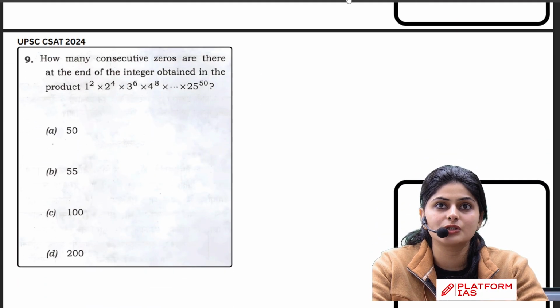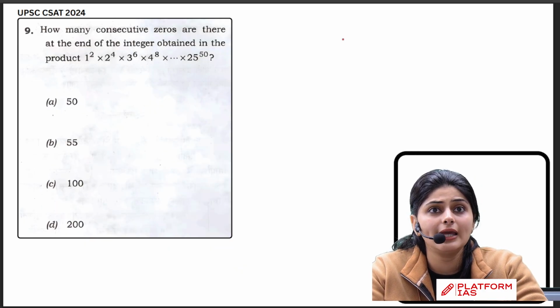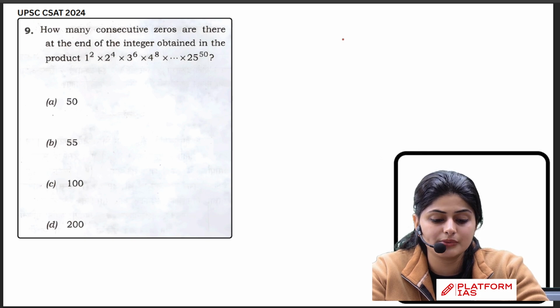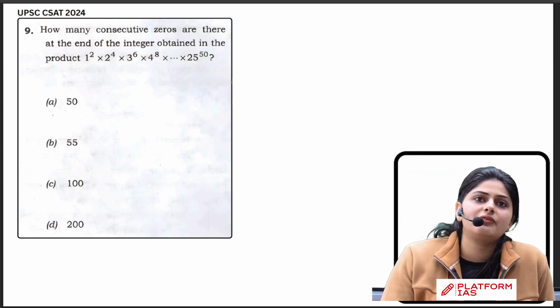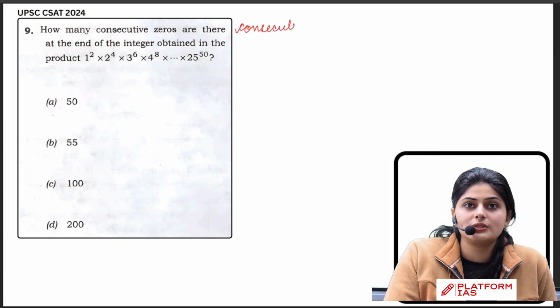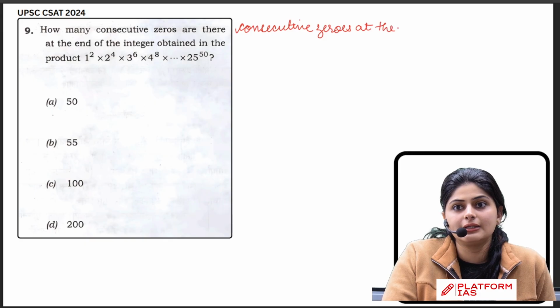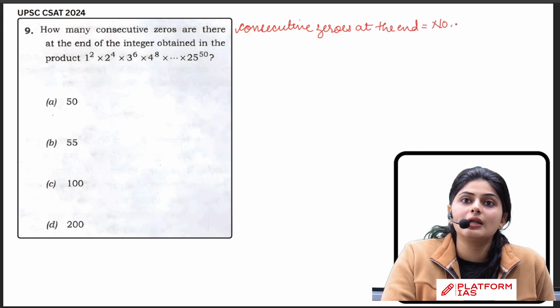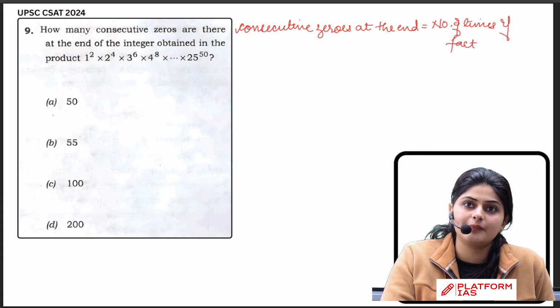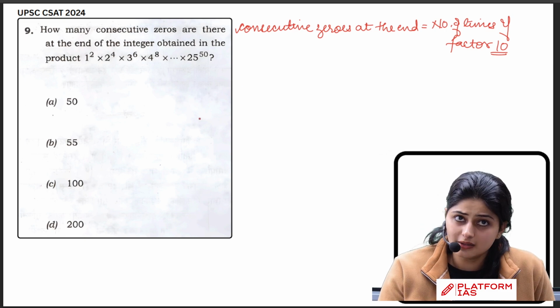Okay, now moving to the next one. How many consecutive zeros are there at the end of the integer obtained in the product? A product is given to me. The first thing that you should know is that the number of consecutive zeros at the end is equal to the number of times we see the factor of 10 in a number. That many zeros will be there in the integer.